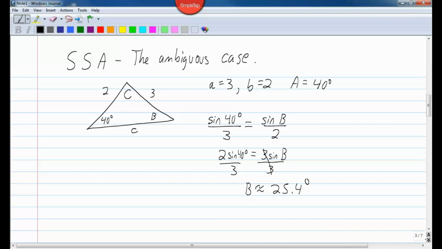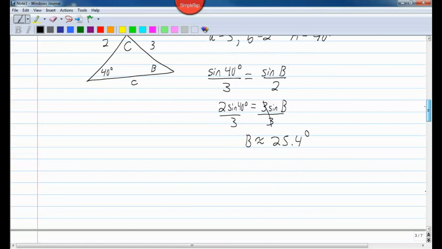Once we solve for this angle measure, this is where I can tell whether there is going to be one triangle or two triangles. The way that you do that is you take this angle and say this is B sub 1, the angle measure of my first triangle. To tell if there is an actual B sub 2, B sub 2 would be equal to 180 degrees minus B sub 1. So 180 degrees minus 25.4 degrees. If there is another triangle, this is what B is equal to in my other triangle.